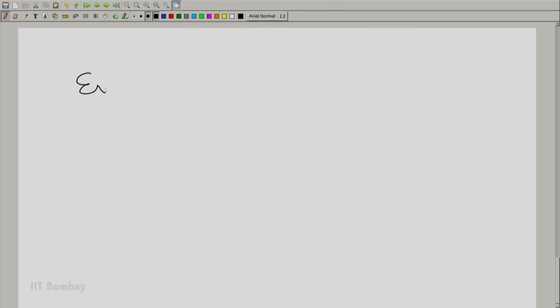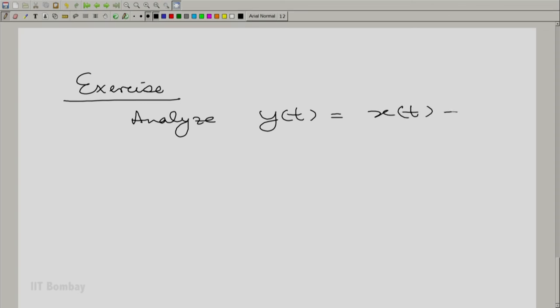And of course, now I'm going to leave one exercise for you. Before we conclude that session, I shall put down the exercise for you. The exercise is, analyze y of t is equal to x of t plus 5 for shift invariance. Is it shift invariant? This is a little exercise for you to work out before we come to the next session.